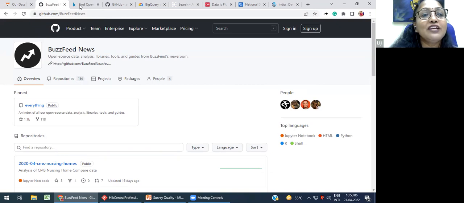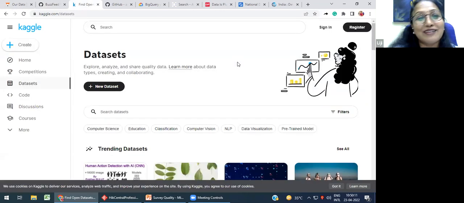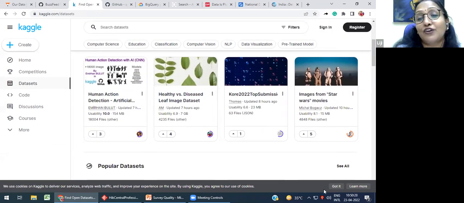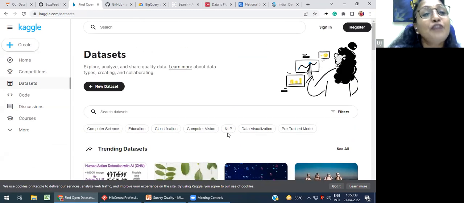Then there are very authentic data sets, something which even Vinopol was talking about: Kaggle. There you get all the data sets required. You can explore it, analyze the data, and even share the quality of the data. All this kind of trending data, whether it is human action detection, artificial intelligence, or anything else, you can find on Kaggle. This is freely available and you don't have to pay for this kind of data.